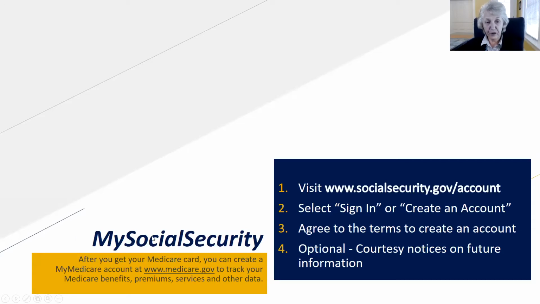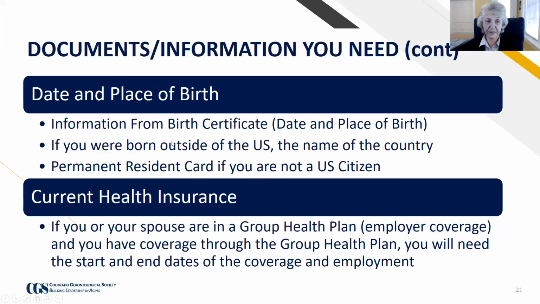To sign up for Medicare, you will need to open a My Social Security account at the socialsecurity.gov account. Sign in, create the account, agree to the terms. After Medicare assigns you a Medicare number, then you will want to go to My Medicare at medicare.gov and open up that account to track all of your Medicare benefits.